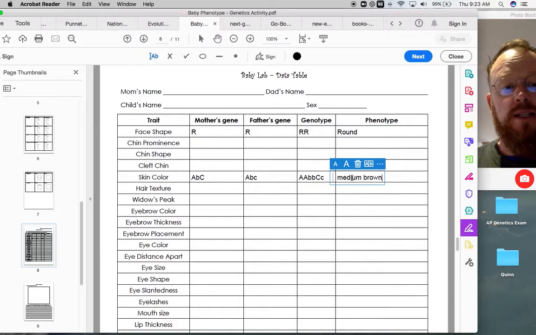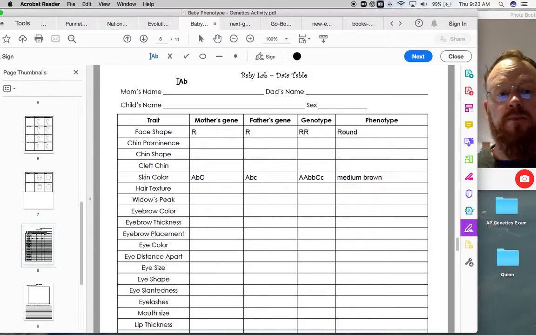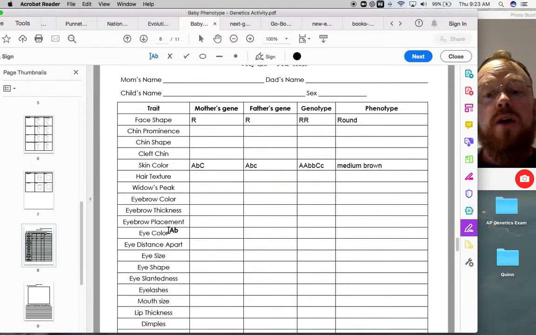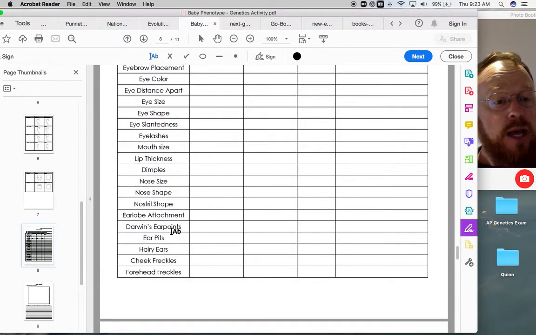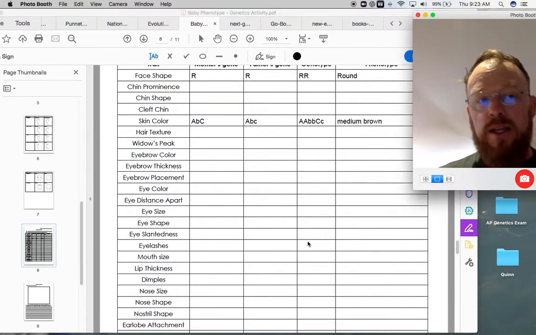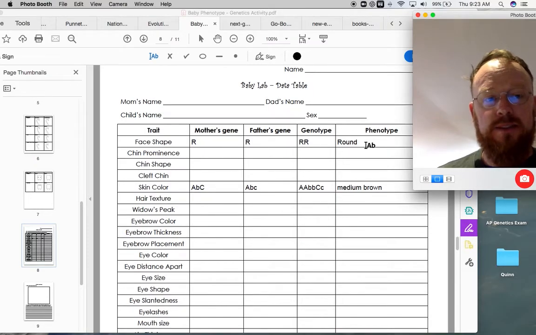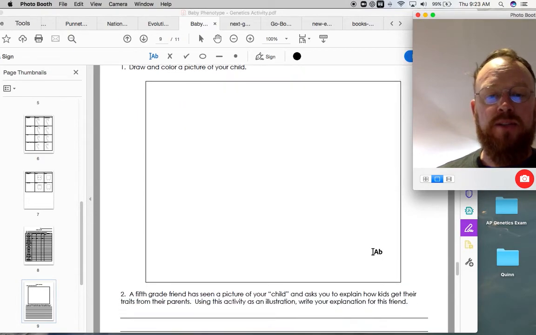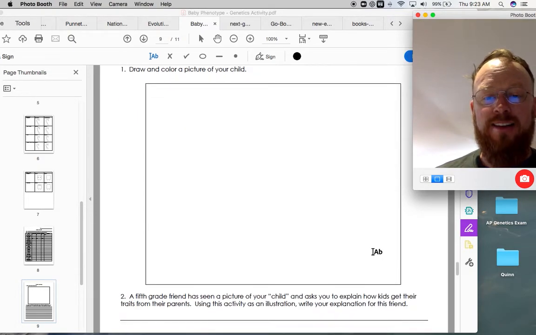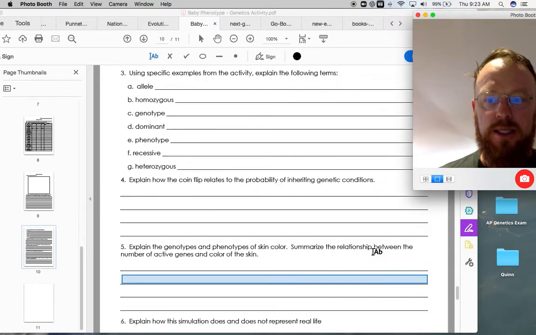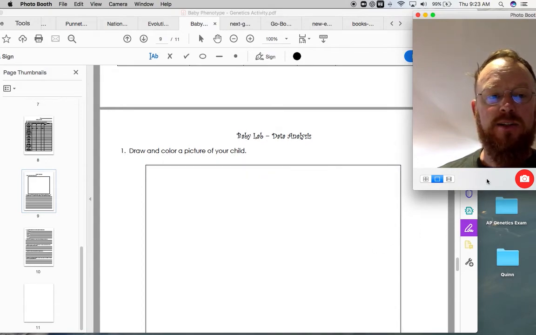Okay, and again, that is how skin tone works in humans, although I'm pretty sure it's more than 3 sets of genes. I think it's 4. Okay, so that is how this works. And then you complete this page 8. And then you should have a list of traits and their varieties here in the phenotype column. And then you come here and draw a picture of your beautiful baby. Okay, and then you answer the follow-up questions, which should be doable. And that is the whole assignment.